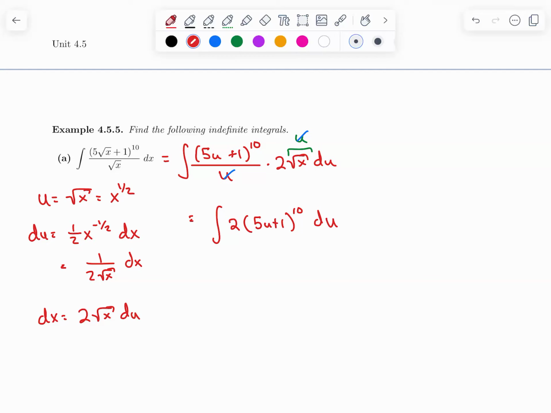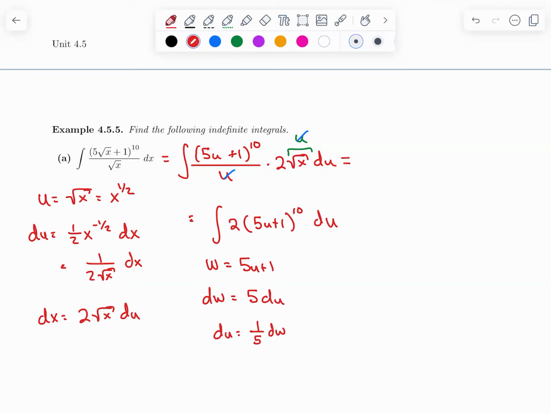So we've already used the variable u, so let's use w. Let's make w equal to 5u plus 1, the inside of the large power. Then dw is equal to 5 du. So that means that du is equal to 1/5 dw.